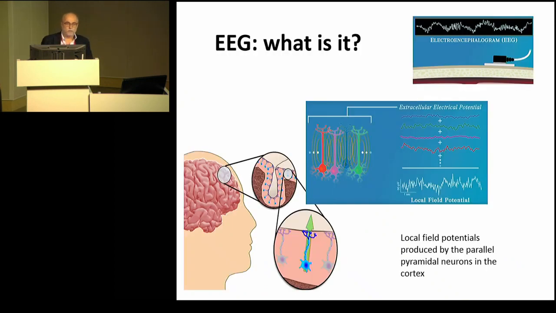And what is EEG? Well, all of you know what it is. This is just the way we are collecting the local field potentials produced by the huge number of parallel pyramidal neurons in the cortex. If we put an electrode on the skull, we get this electrical information and we are able to analyze it.